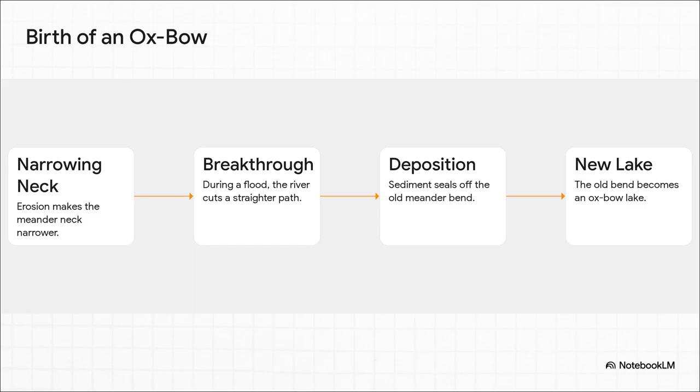And over time, the river drops sediment and plugs up the entrances to the old C-shaped bend, leaving it totally cut off as a beautiful, curved oxbow lake.